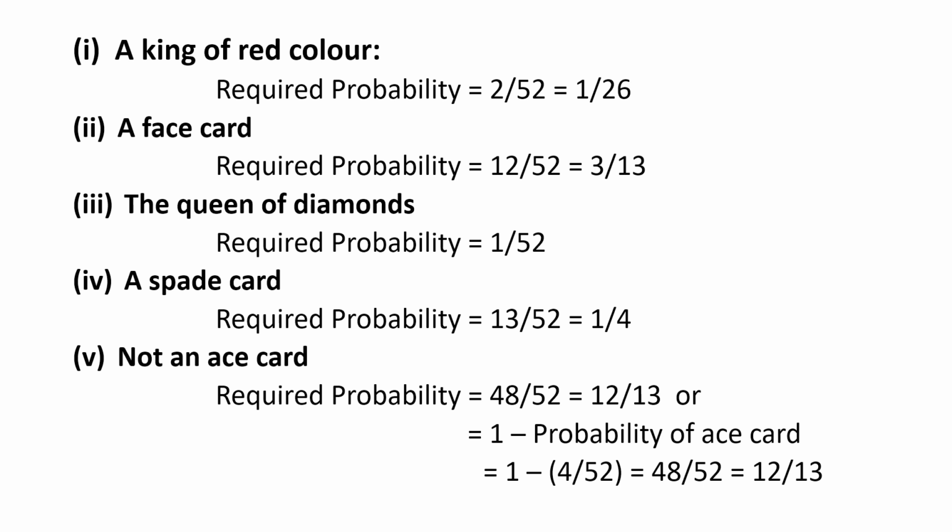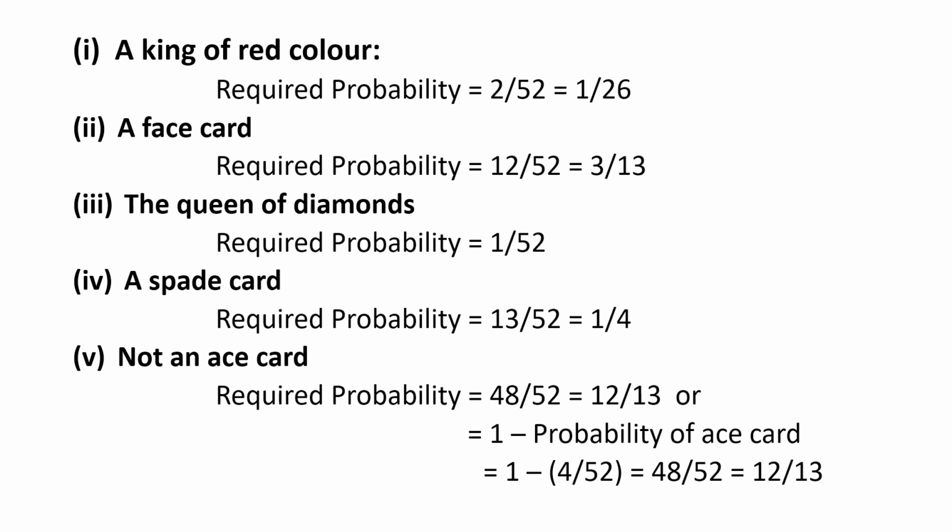You want a card which is not an ace card. See, you can do it in two ways. Either not an ace card means how many aces are there? There are 4 aces and it is not an ace card. So remaining anything can be there, which is 48 and total 52. So 48 upon 52, which is 12 upon 13.